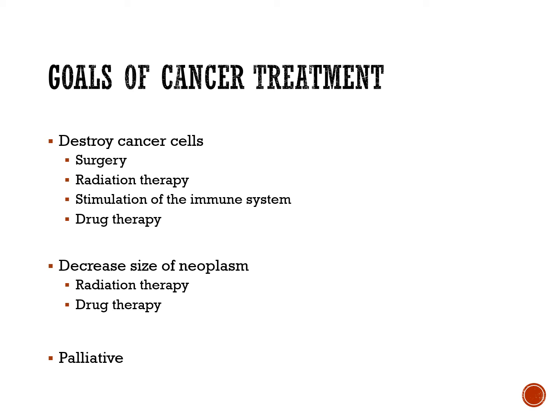Goals for treatment: destroy the cancer cells. We can do that through surgery, radiation, drug therapy. Sometimes just decrease the size of the neoplasm, whether it's through radiation or drugs. And then sometimes it's just palliative. We know that the person's prognosis isn't good, but we can make them feel better by using surgery to take out some of the cancer tumors. So sometimes it's just a palliative thing.